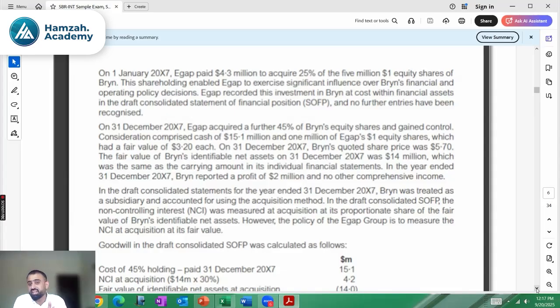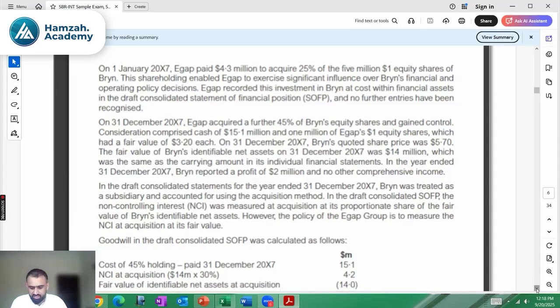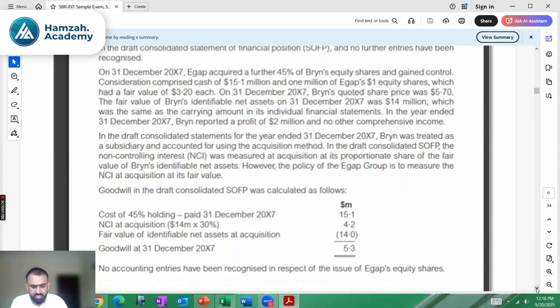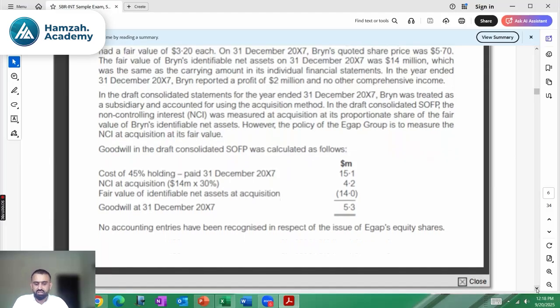But the first mistake which they have done here, according to the question, is that they measured the NCI at a proportionate value. Despite that, the policy of the company is to use the full goodwill method, to measure the NCI at fair value at the date of acquisition. And the goodwill which they have calculated is as follows. They take the 45% shareholding at cost, 15.1 million. Another mistake, they considered only the cash consideration.